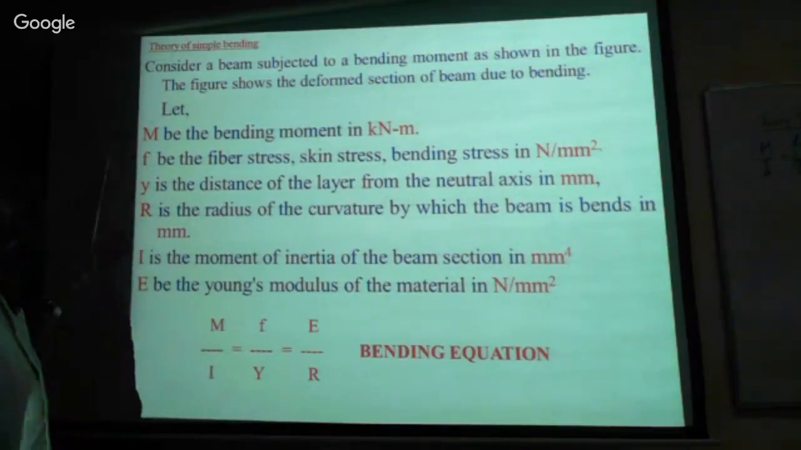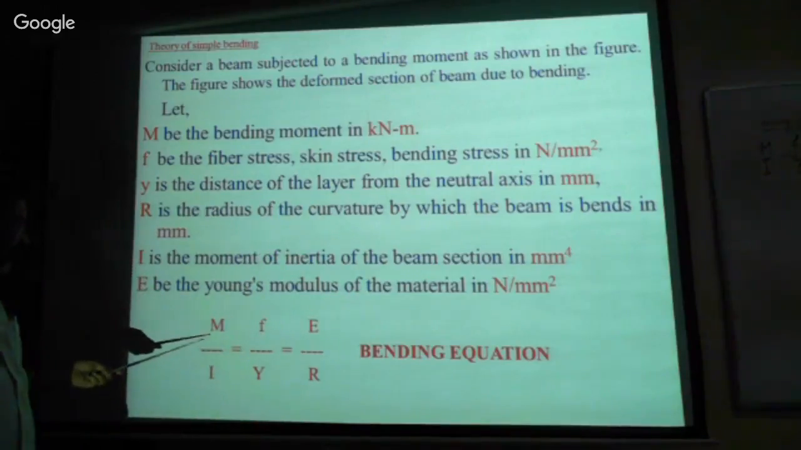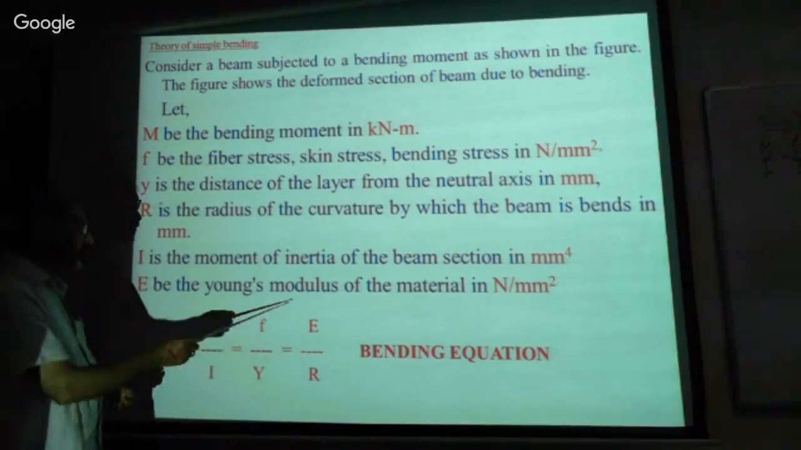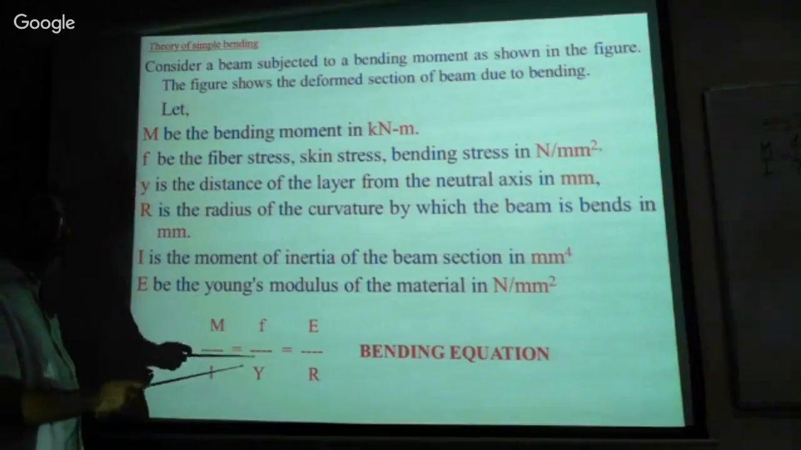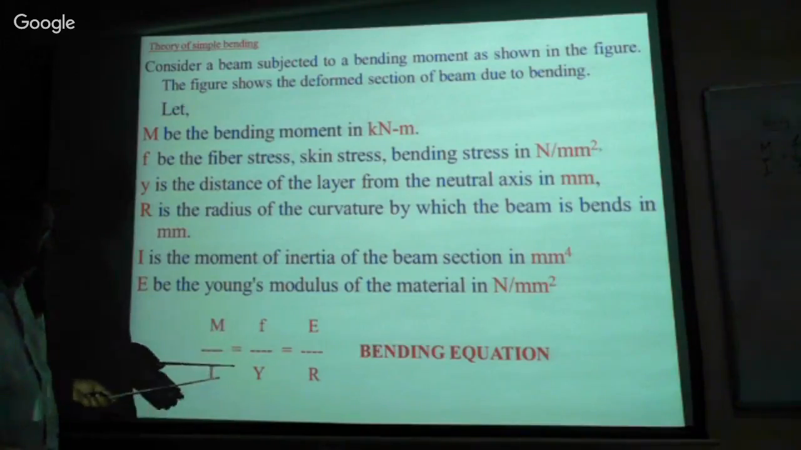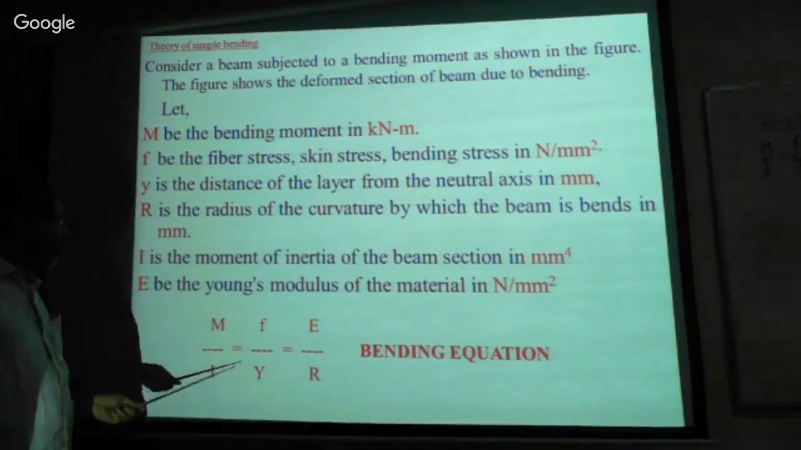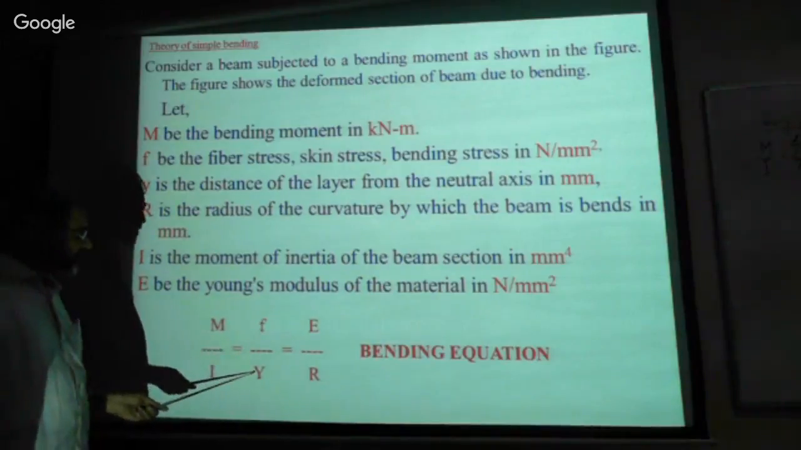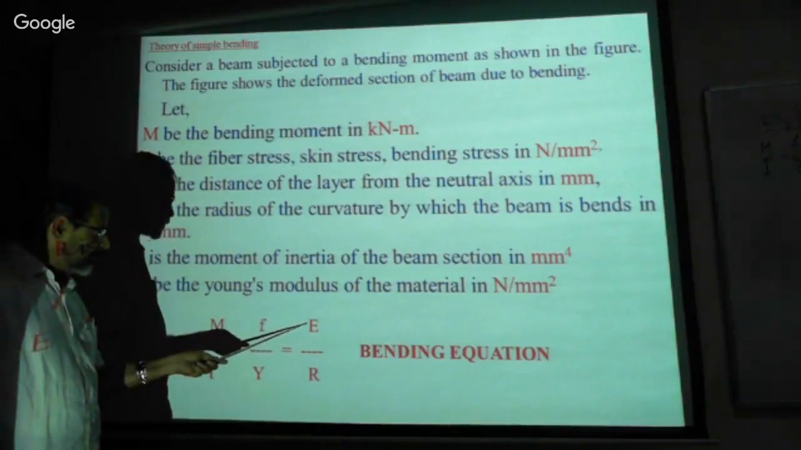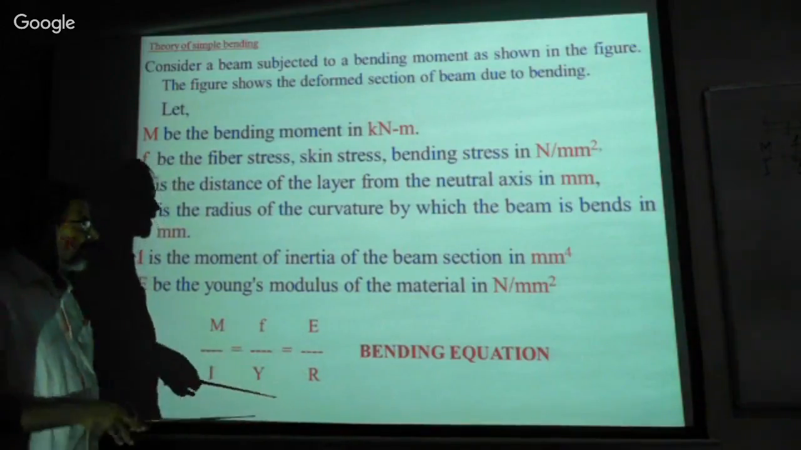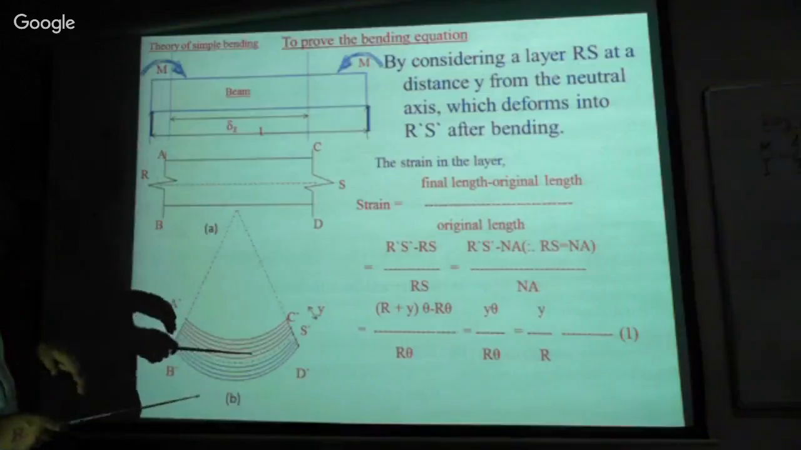E is the Young's modulus of the material in Newton per millimeter square. Now this is the major equation, the bending equation: M by I is equal to F by Y is equal to E by R. Here M is the bending moment, I is the moment of inertia, F is the fiber stress, Y is the distance of the layer from the neutral axis, E is the Young's modulus of the material, and R is the radius of curvature through which the beam bends. One should remember this bending equation.